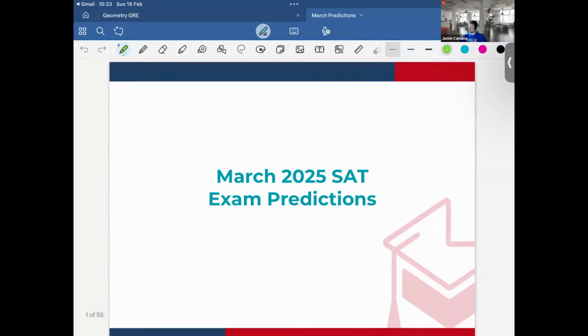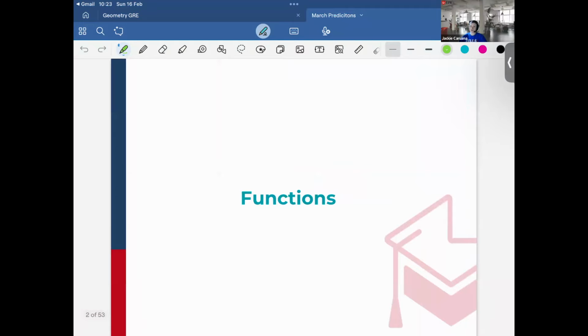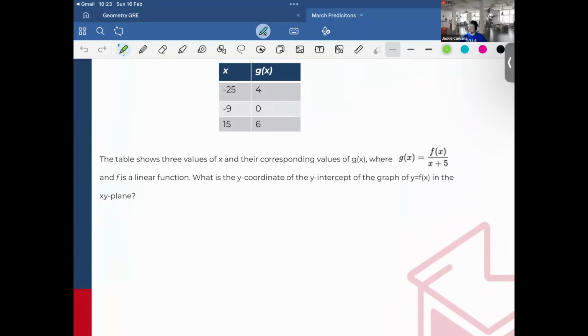Okay, so first, functions. Definitely going to be on the exam. How they will be tested, I believe, is in one of the following ways. So first one, let's take a look.